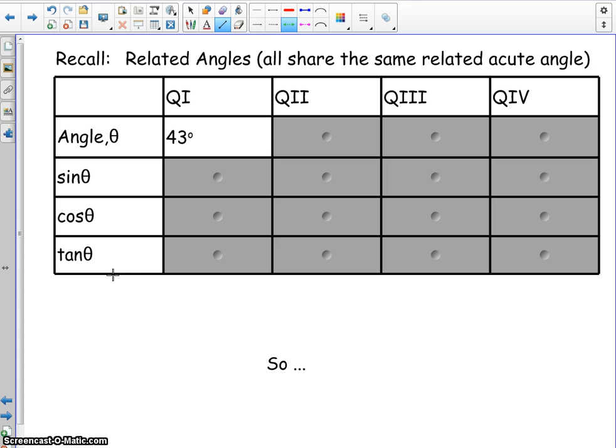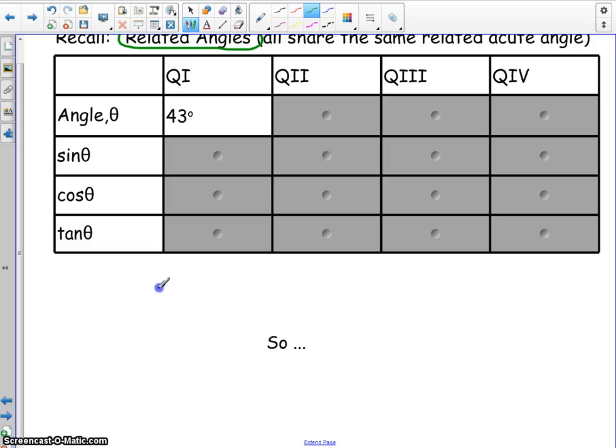Okay, so let's take a look at these related angles here. Now, we saw this definition briefly at the end of the last lesson, when I said related angles all share the same related acute angle. So what that means here, if you look at here in quadrant 1, our angle is 43 degrees.